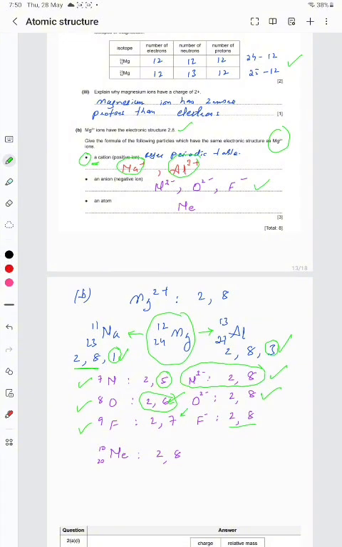In the periodic table, if you move on and draw electronic configuration, you will notice that in case of neon, there are 10 electrons and proton number is 10. So this is the electronic configuration which is given in the question. So neon is an atom. It is not an ion, it's an atom.